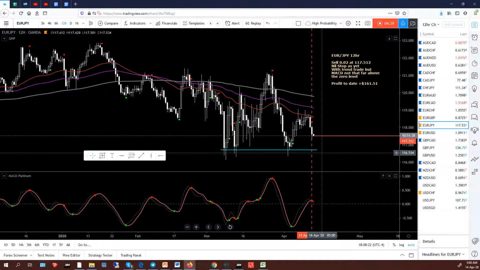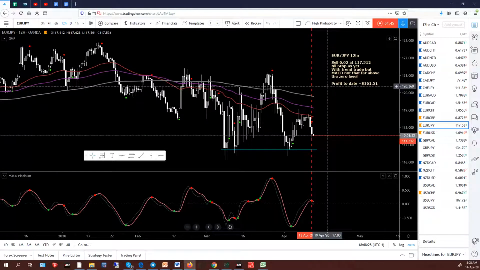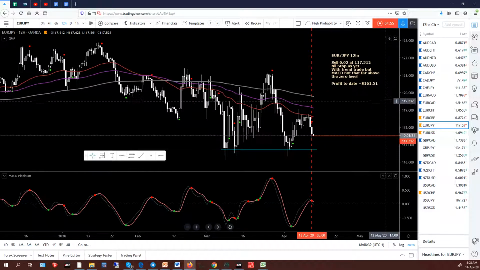Ideally, I'd like to see it fall down at least, and if it's going to continue, break through this blue line here. But at the moment, I'm taking a sell. My other trade, that buy, was stopped out for a huge total on that remaining part of about 80 cents, which was added to my profit to date.